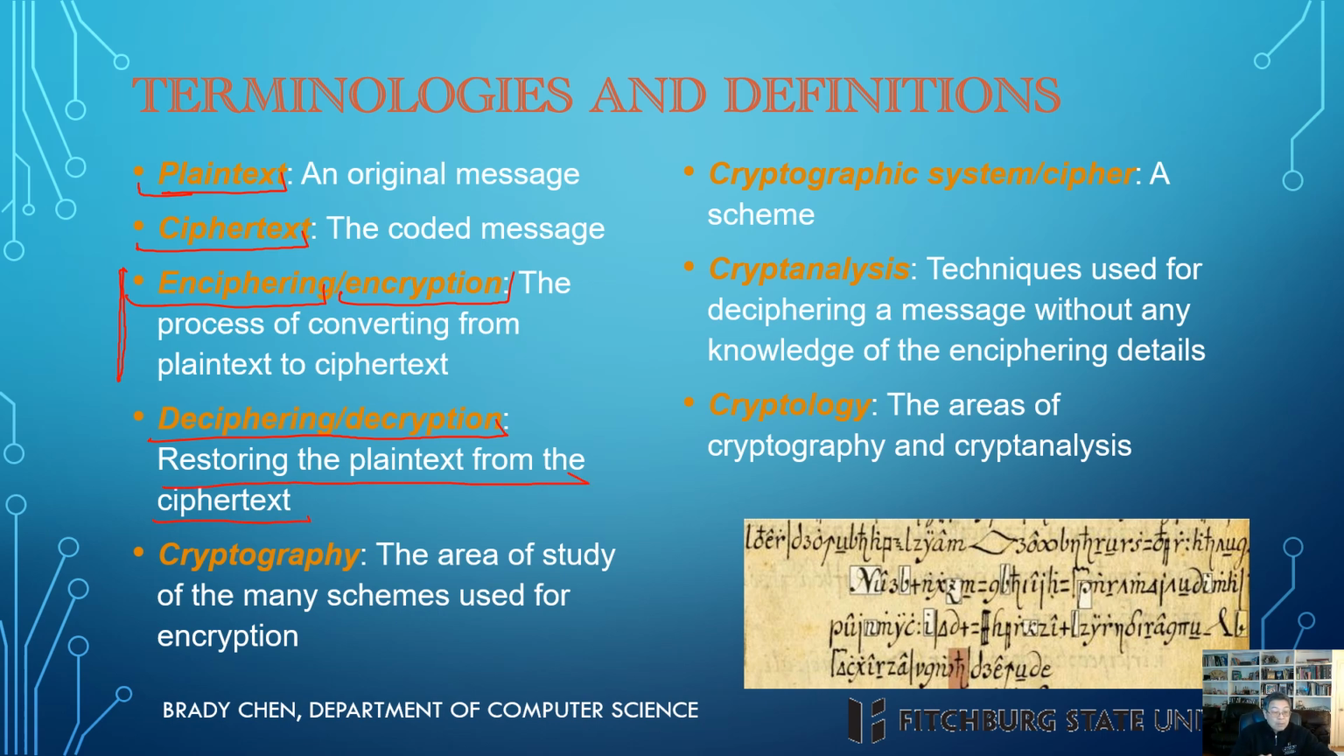Okay. Now, cryptography, okay, is the term that basically refers to the area of study of many schemes used for encryption. Now, cryptography is one branch of mathematics. And then we can talk about a cryptographic system or cipher. Okay, that's the scheme, or many times it's the algorithm.